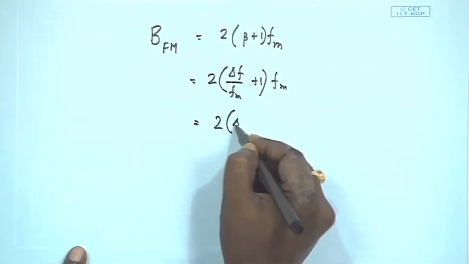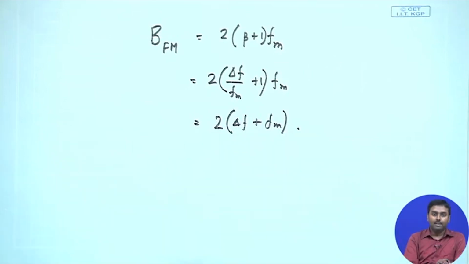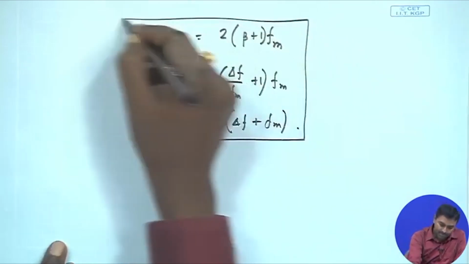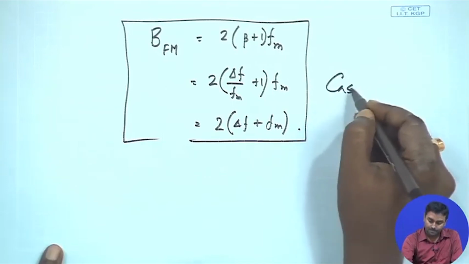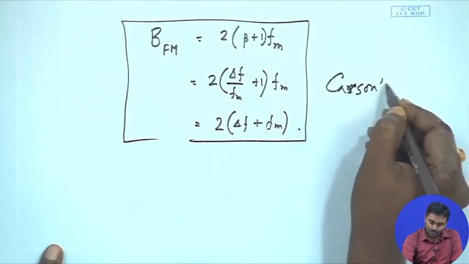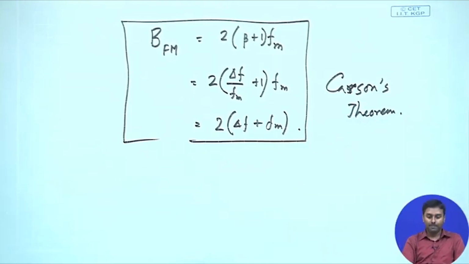Immediately what do I get? 2(Δf plus f_m). This is the famous Carson's theorem. So, immediately you can see for tone modulation, the overall bandwidth of FM is nothing but 2 into that Δf, which we have defined as the frequency deviation due to the FM modulation itself, plus the bandwidth.